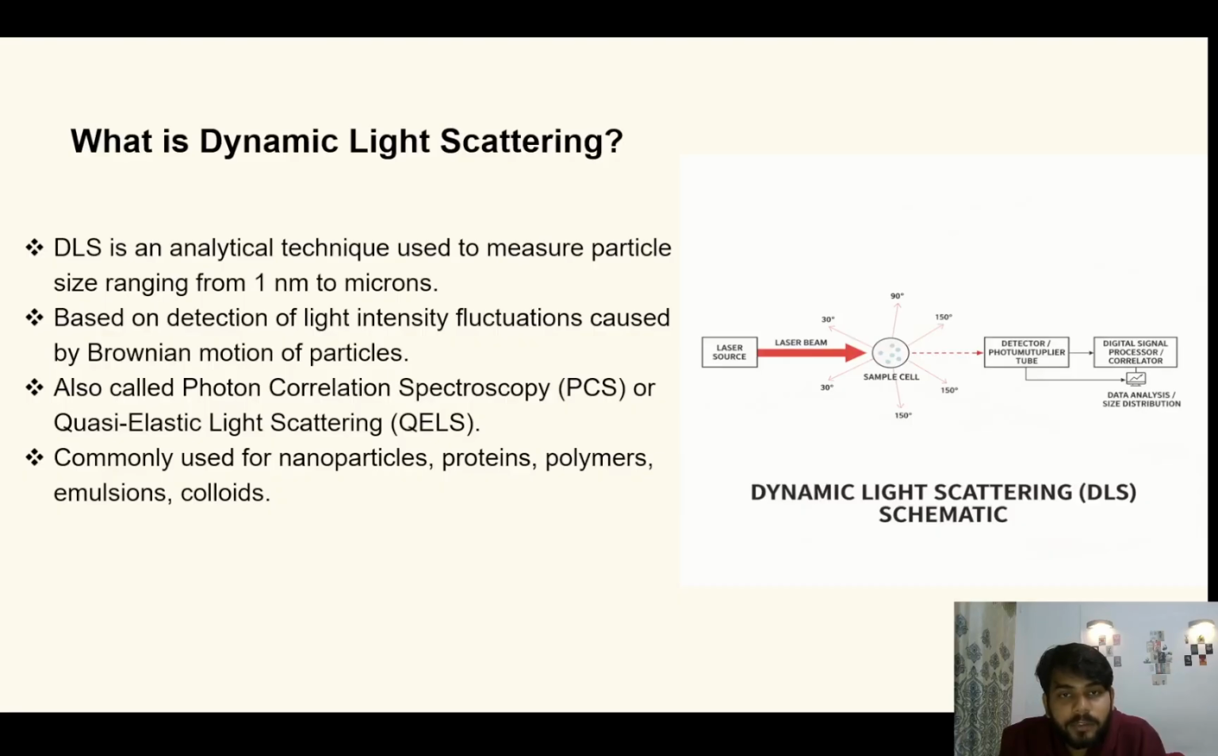DLS detects the fluctuations in light intensity caused by the Brownian motion, and these fluctuations are used to calculate the average particle size in the given sample. There are various names by which DLS is known, like PCS, photon correlation spectroscopy, and QELS, quasi-elastic light scattering. This whole technique is used for studying nanoparticles, proteins, polymers, emulsions and colloidal suspensions.